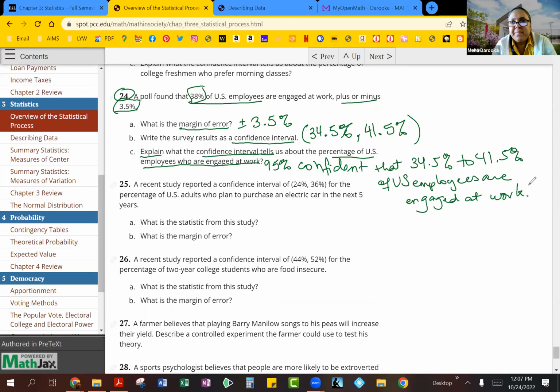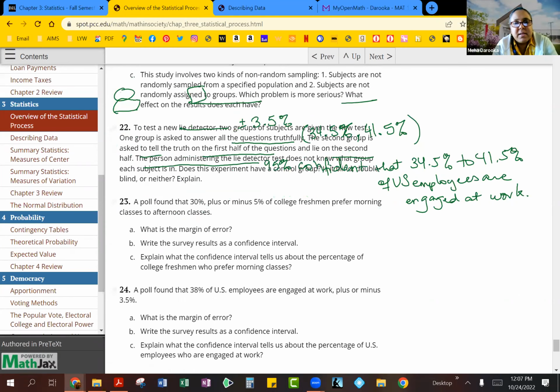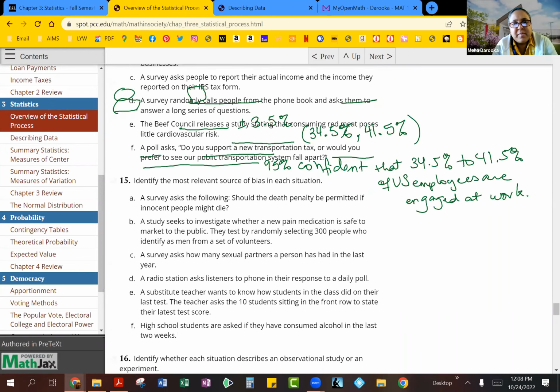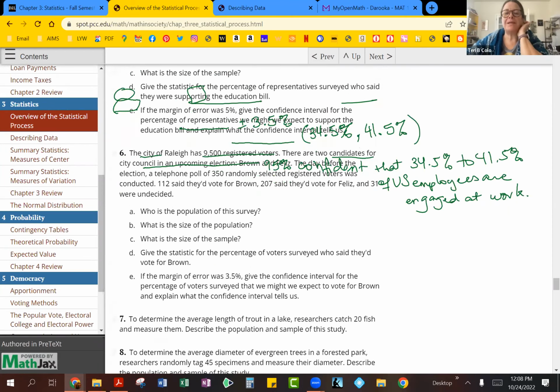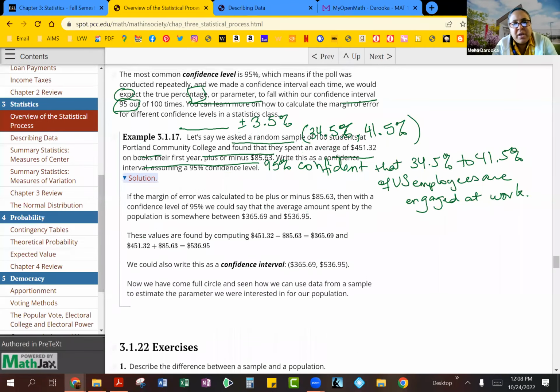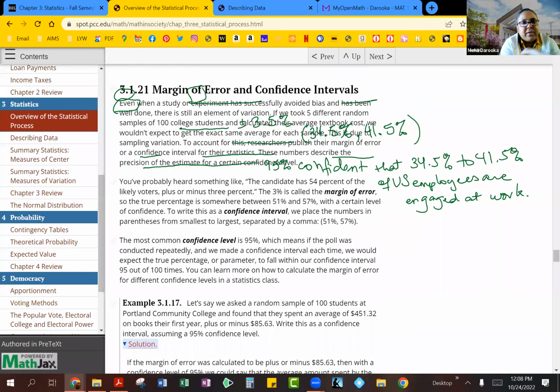Go ahead, Terry. Where do you get the 95%? Because they told us that the most common level of confidence we are using is 95%. So we're just going to assume that it's 95%, because they're not telling us otherwise. So we are going with that assumption. So right over here. Okay, thank you. Yeah, that's just where I'm getting it from.